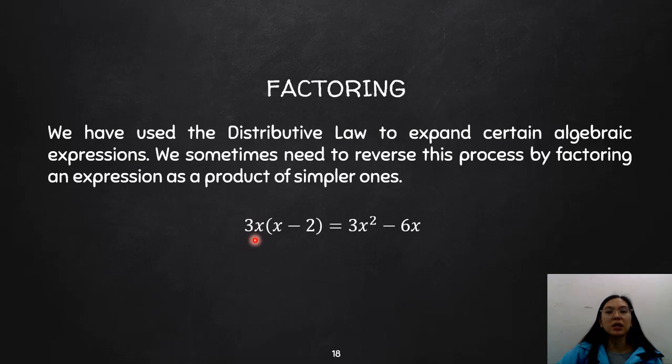Diba? Such that, kunyari ito, 3x multiplied by x minus 2. Diba? Pag magiging ganito siya, 3x squared minus 6x, pabaliktad naman tayo. Kunyari, ito yung given, 3x squared minus 6x, parang ito naman yung magiging sagot, 3x multiplied by x minus 2. Sometimes we have to do factoring para masimplify natin further yung ating equations.